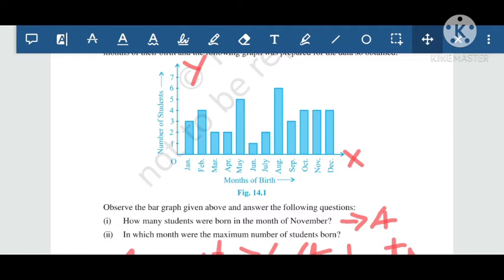And then January and September, these 2 will be equal. Which one is higher? February, October, November, December, these 4 months have the same value, 4 students. January and September have 3 students, March, April, July have 2 students. So these are the months with equal values and the remaining have different values.